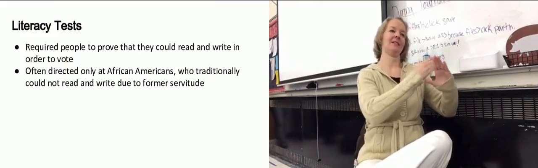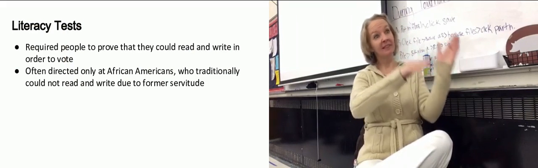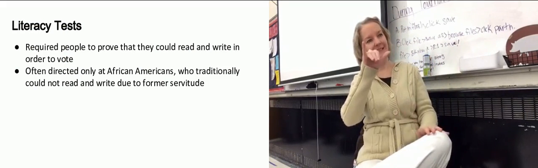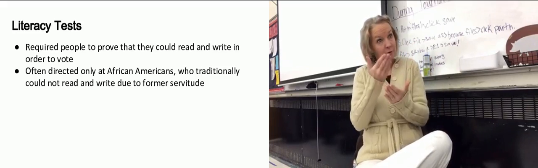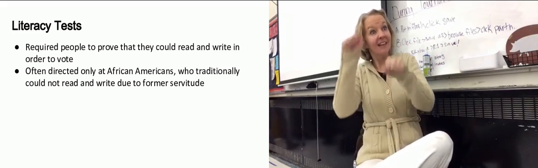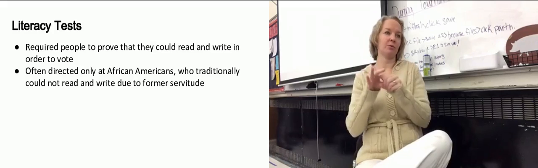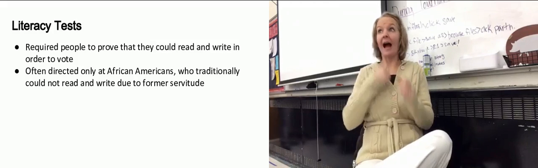The next thing is what is called a literacy test. And if you will highlight, prove that they could read and write in order to vote. So basically, you had to prove that you had the ability to read and write in order to vote.